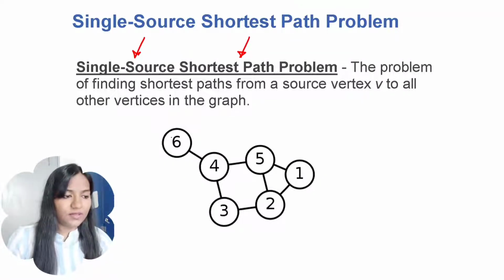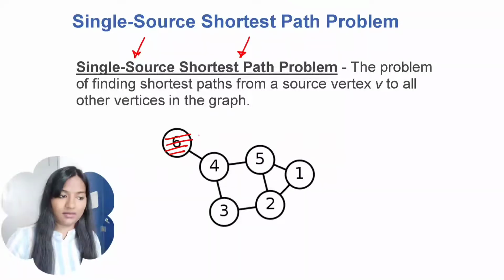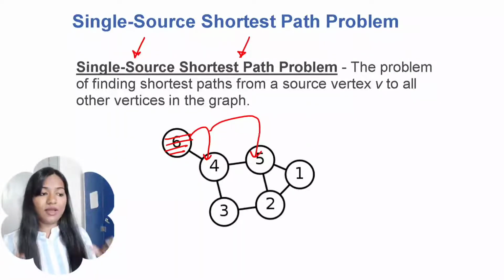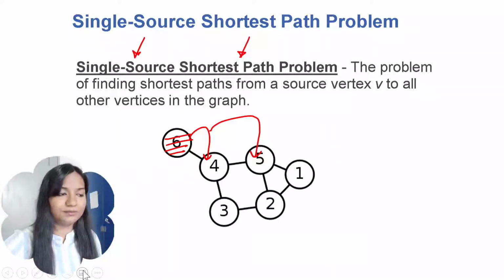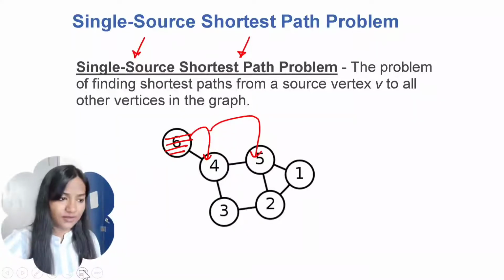destinations. For example, this is my source vertex. Now I need to find the shortest path of all the other vertices from this 6. So the shortest path between 6 and 4, shortest path between 6 and 5, and so on. So I need the shortest path from 6 to all the other vertices. To cater to such kind of problem, I have this algorithm.